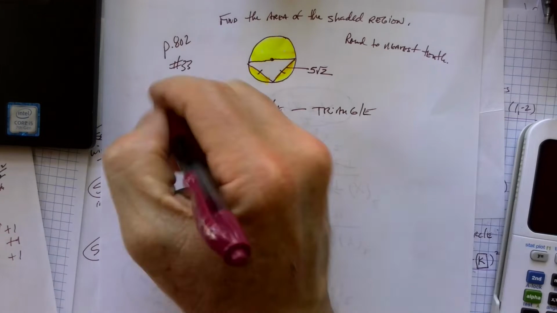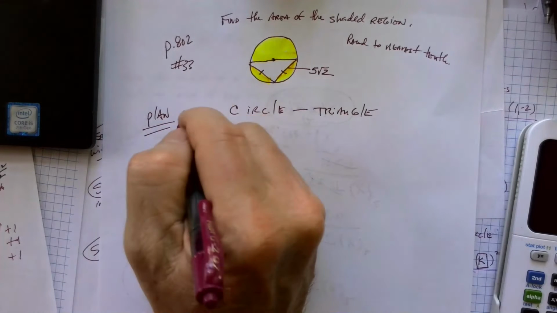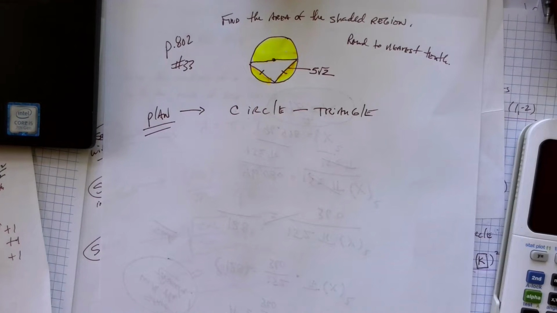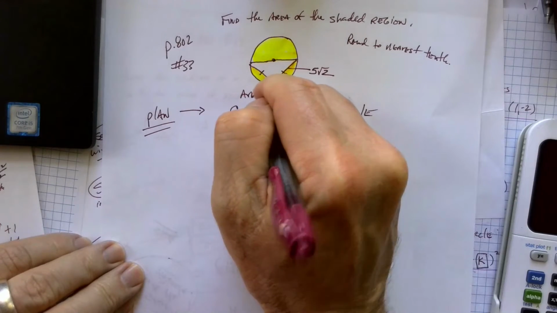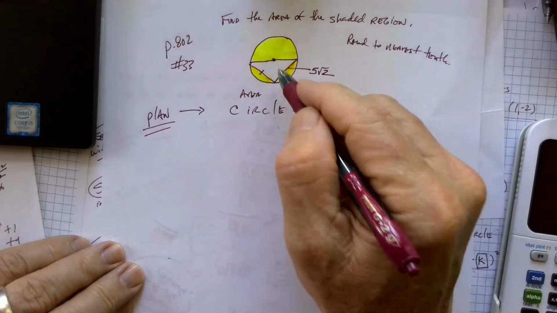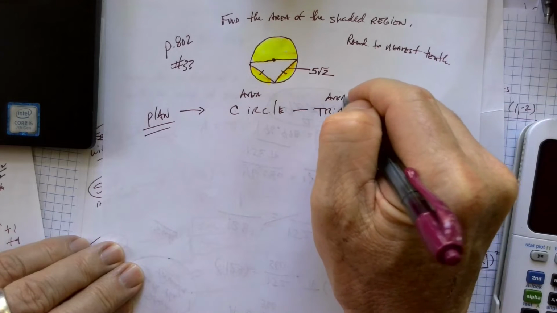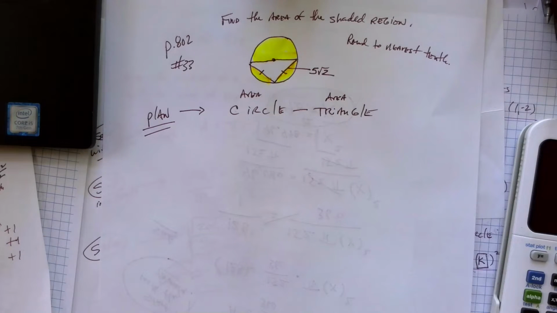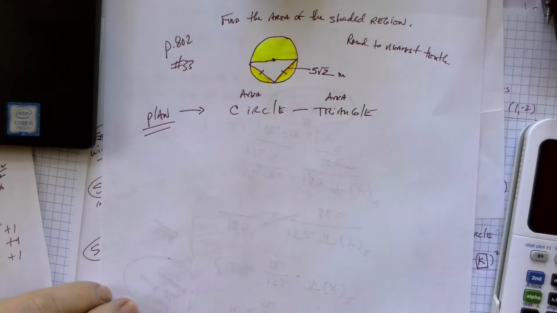So what I do is I have one additional step on these. I'm going to make a plan, and I'm going to write it out in words. My plan is to take the area of the circle, find that, and then subtract the area of the triangle out of it, and that should solve this problem, right? By the way, this is 5√2 meters. It's in meters. I was checking units here.